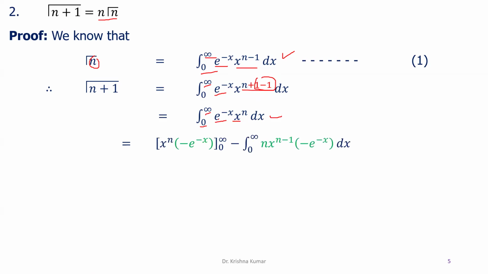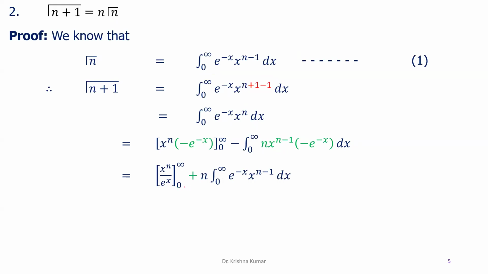Now let us use integration by parts. The x to the power n is the first function because it is an algebraic function. So x to the power n, integration of e to the power minus x is minus e to the power minus x, under the limit 0 to infinity, minus the derivative of x to the power n, which is n x to the power n minus 1, and again the integration of e to the power minus x is minus e to the power minus x with respect to x.